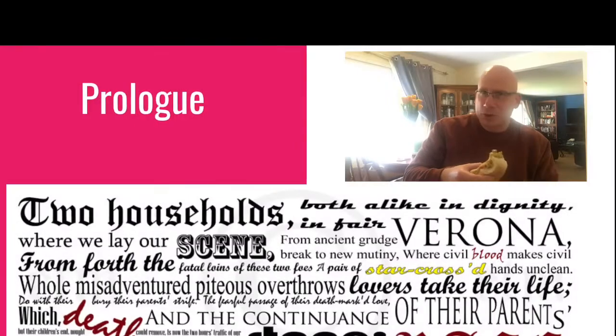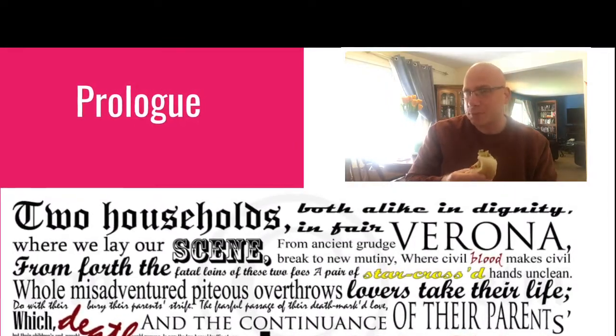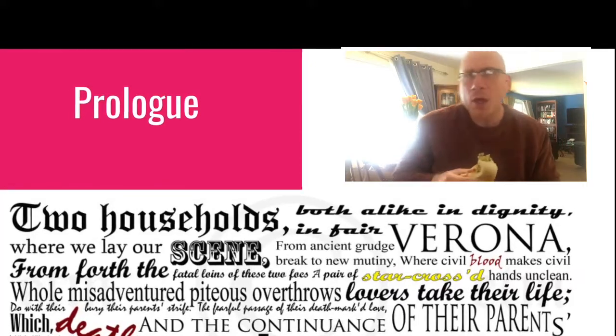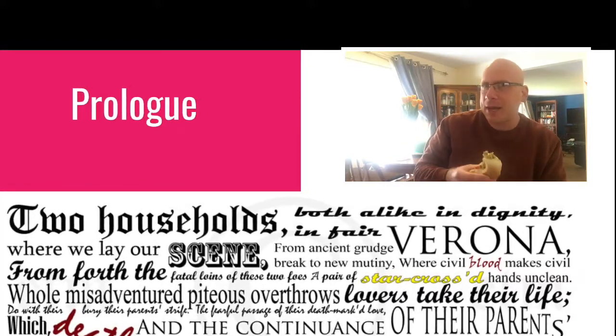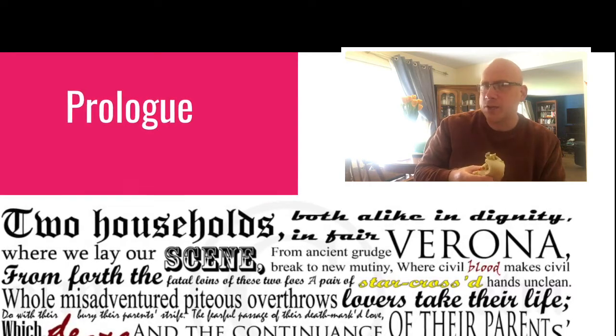Now we get to Romeo and Juliet. And we're going to start off with the prologue. 14 lines, all written as poetry. These ones rhyme. You'll notice that the first 4 lines have an A-B pattern, where the first and third lines rhyme and the second and fourth lines rhyme.